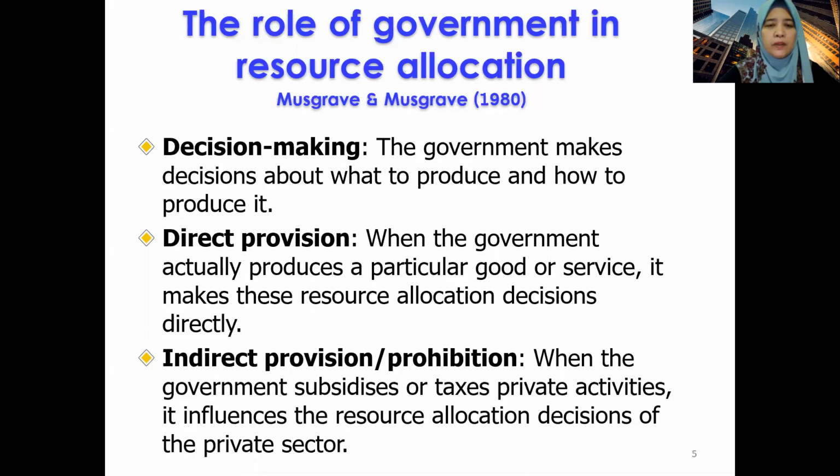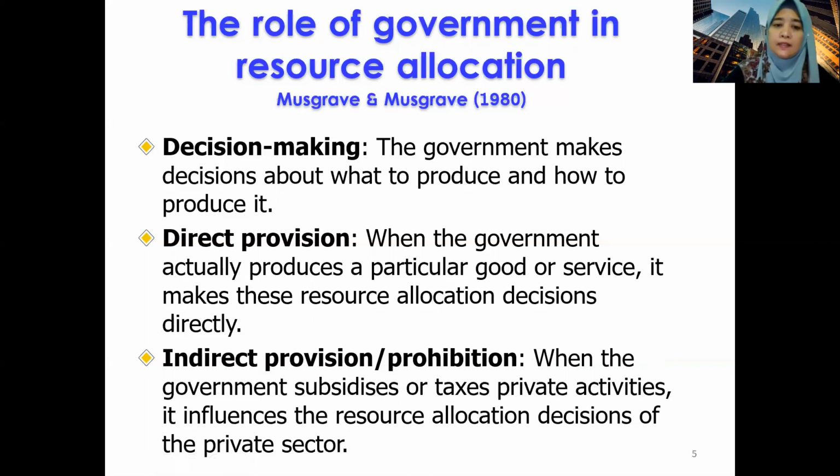The first one is very important in terms of decision making. The second one is direct provision, direct provision of the goods. When the government actually produces a particular good or service, it makes these resource allocation decisions directly. And another way is indirect provision or prohibition.